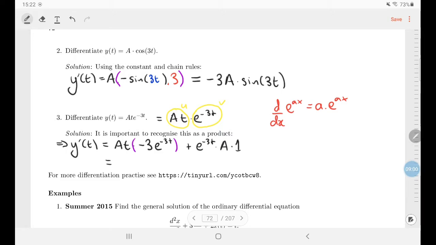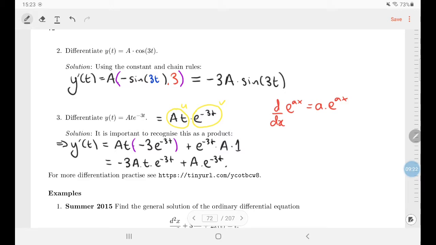We've got a by t by minus 3 by an exponential. They're all ultimately just numbers, so we can multiply them together in whatever order we want. And I like minus 3 by a by t by e to the minus 3t. And then the other one, well, a by 1 is just a plus a times e to the minus 3t.